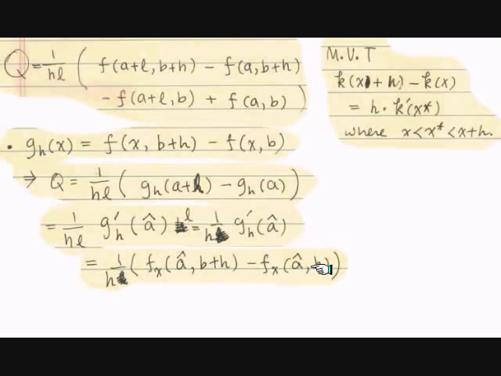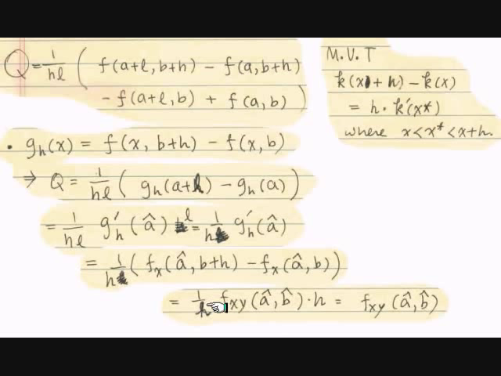So applying the mean value theorem there gives us the following: 1 over h, and the difference between these two y coordinates, which is the main variable we're focusing on, is h. So h goes out there, and differentiating this function fx with respect to the y slot, you put in the y slot another mysterious value b hat. So that makes it exactly equal, the same quantity. Again, h is factored out there, so h and h cancel. It becomes some special value of the second derivative fxy at a hat and b hat.